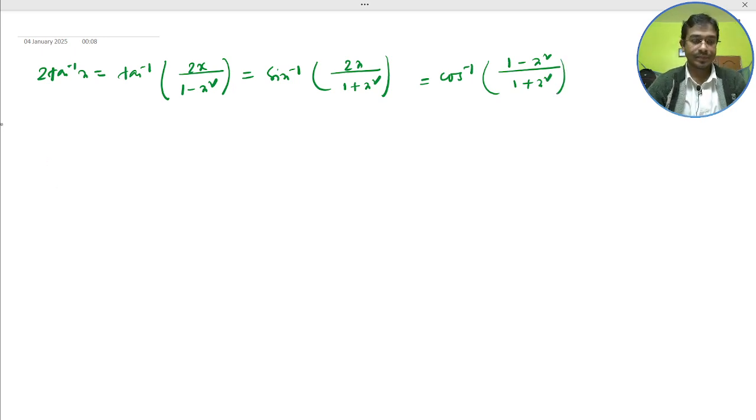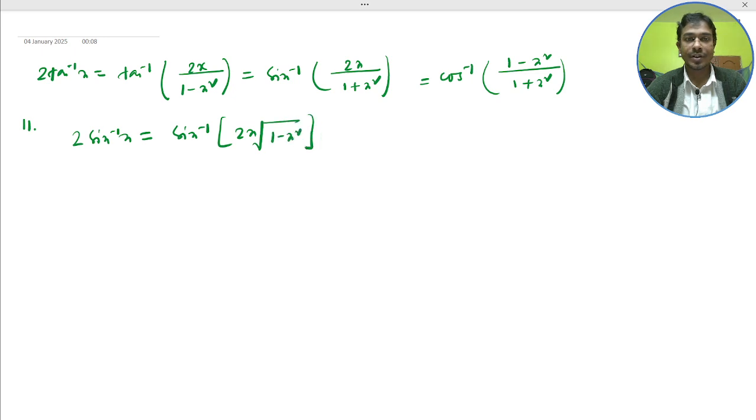Next one, 2 sin inverse x is equal to sin inverse of 2x root over 1 minus x square. Next, 2 cos inverse x is equal to cos inverse of 2x square minus 1.